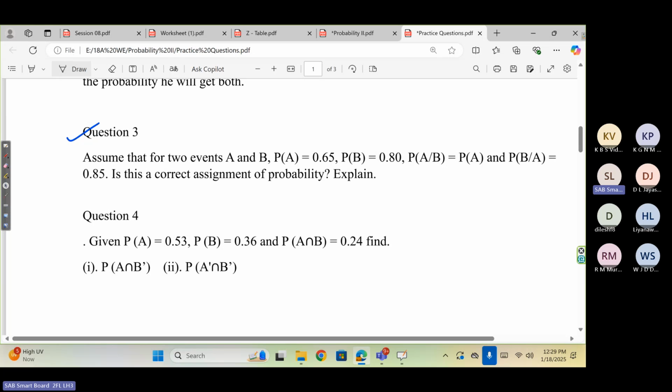Okay, shall we discuss question number 3. Assume that for two events A and B, probability of A equals 0.65, probability of B equals 0.8, A given B is equal to probability of A, and B given A equals 0.85. Is this a correct assignment of the probabilities? In any calculation part, you need to justify whether these values are okay or not.